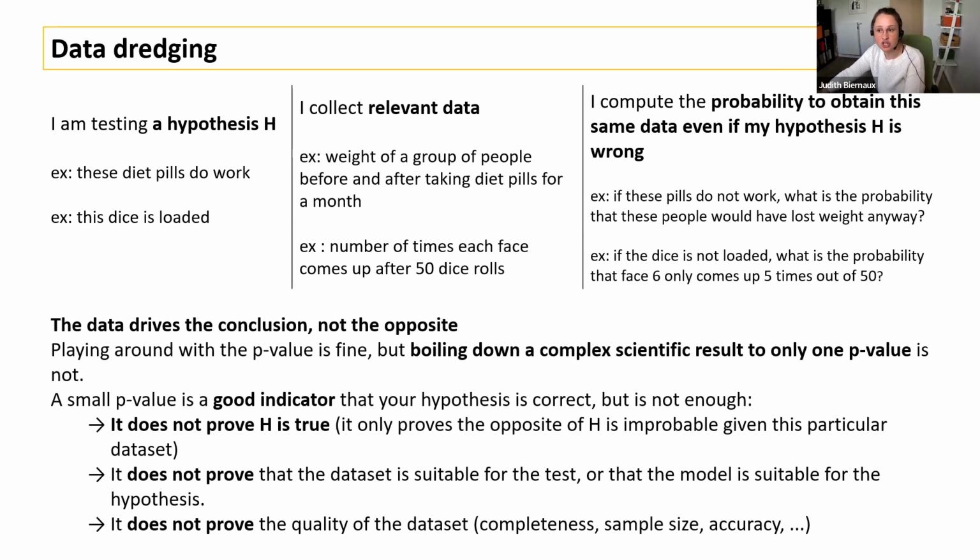P-value itself is not a scientific result, okay? A p-value is only part of a larger reflection. It is a good indicator that the hypothesis is correct, but it is not enough to prove a hypothesis is true, or to prove that even the protocol was suitable for the test, or even to prove that the data was of good quality and of good relevancy for the test.